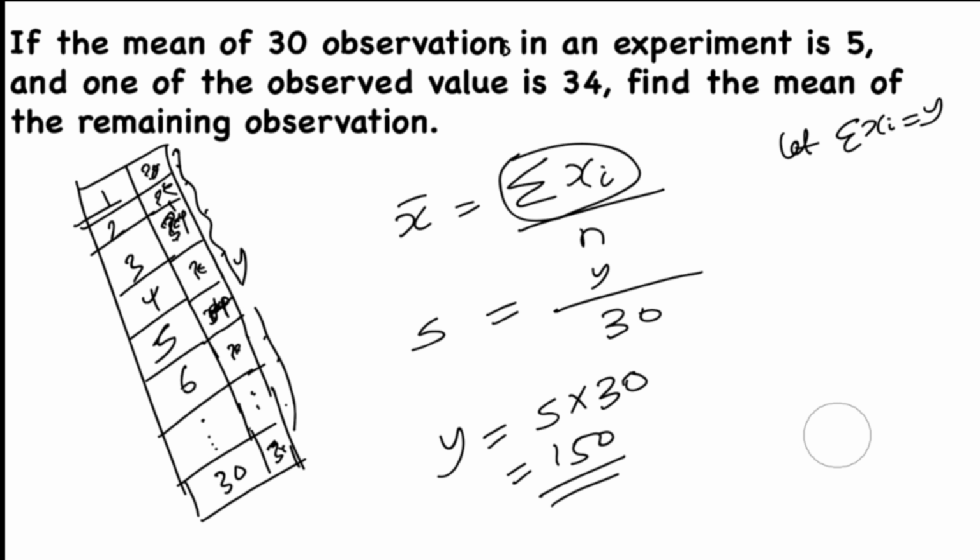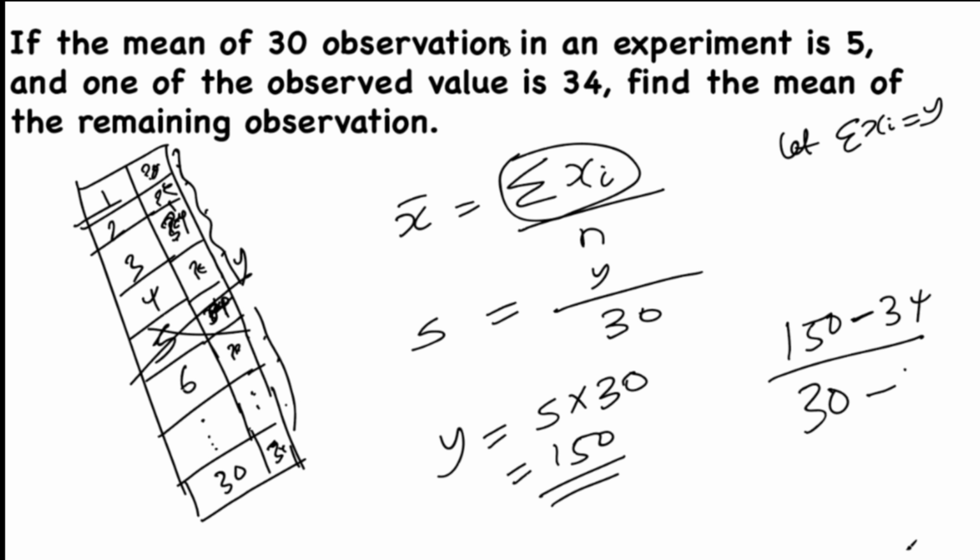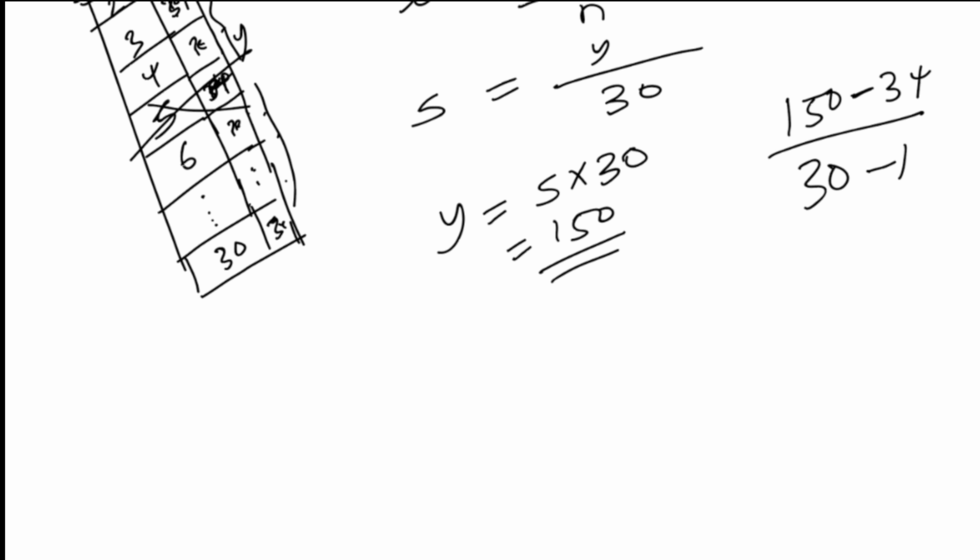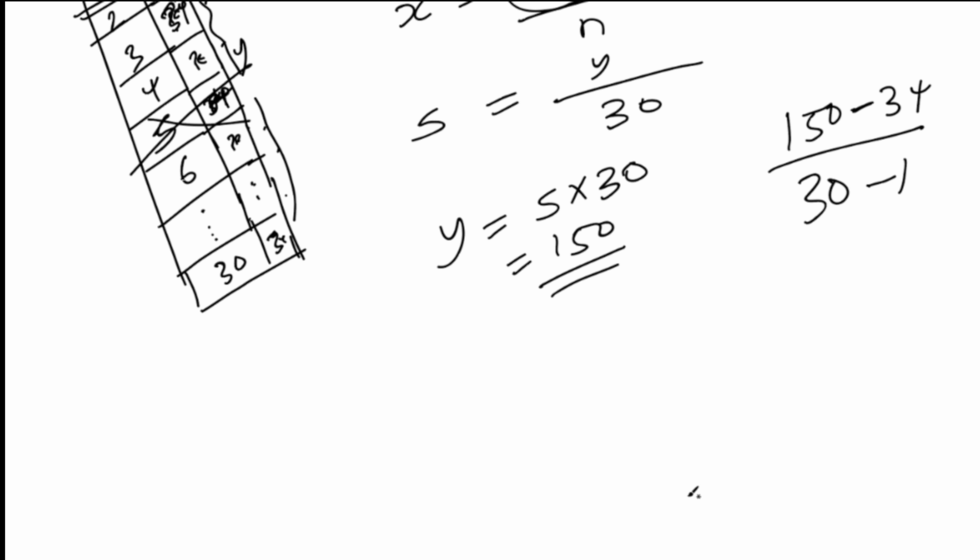It means that to get that, we have to say 150 minus 34, because only one is given to us. Once we remove it, remember they were all 30. If you remove one observation from it, the remaining will be 29, meaning 30 minus 1. And 150 minus 34, the answer is 116 all over 29.